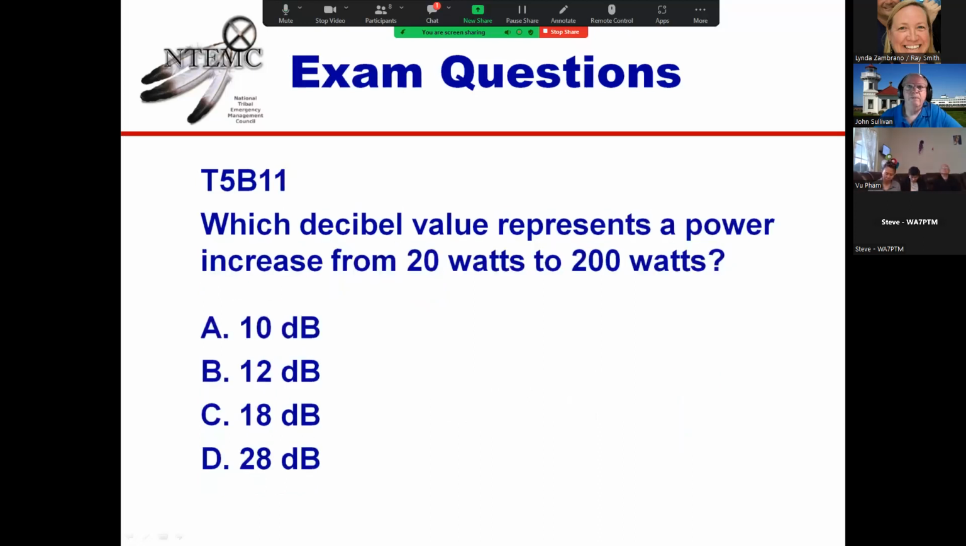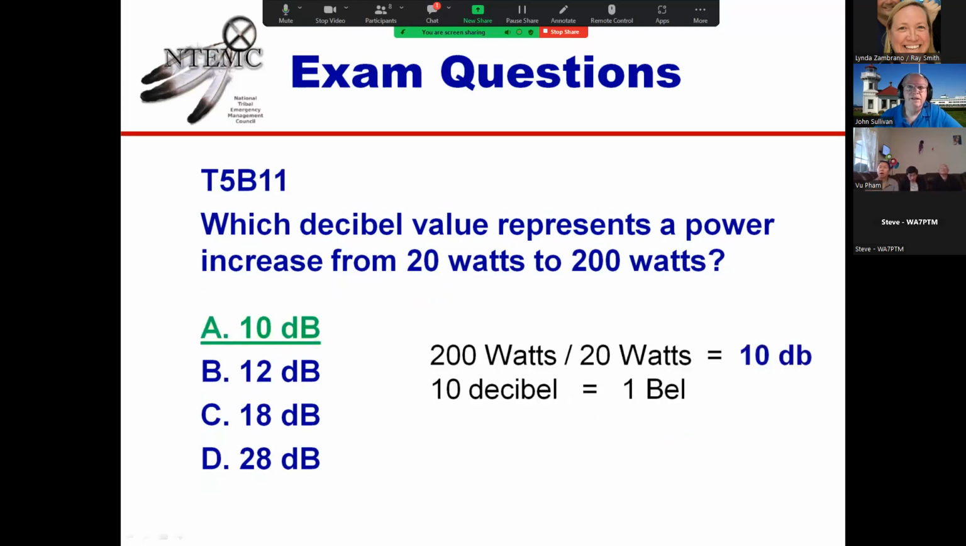Which decibel value represents a power increase from 20 watts to 200 watts? Well, that's 10 times as big, right? And it's a positive, so we know that that would be 10 dB.